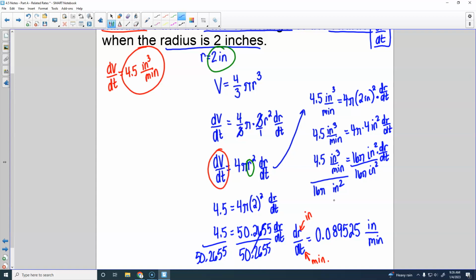But you can also deal with the units there. So you're doing inches cubed over minutes divided by inches squared over 1. So that would be inches cubed over minutes times 1 over inches squared. And so these 2 inches here are going to cancel with 2 of the inches here, just giving you a single inches in the top and minutes in the bottom, which is your units for that.